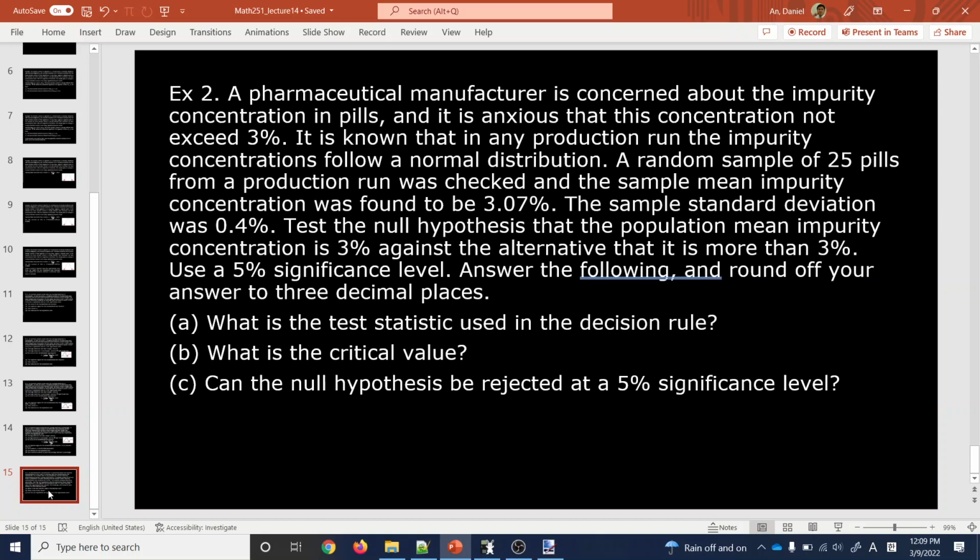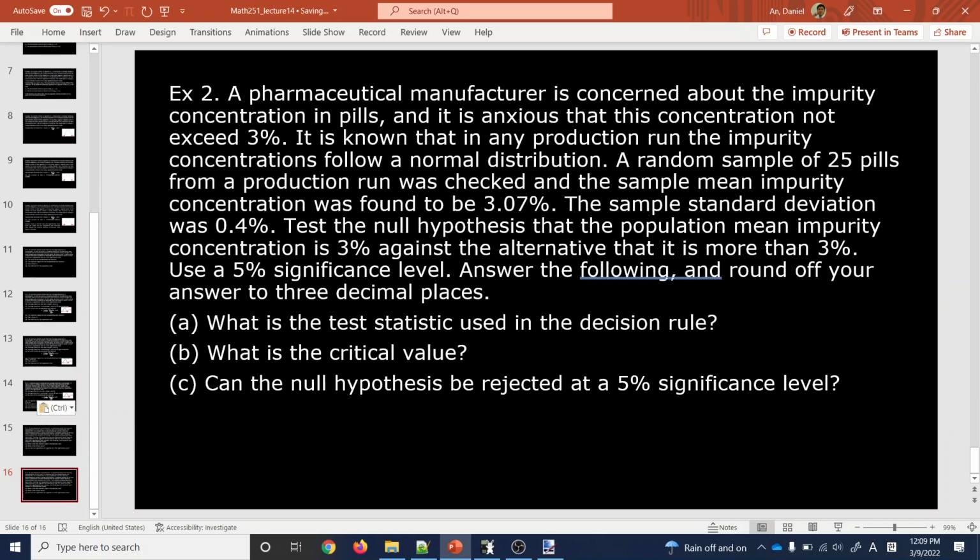A random sample of 25 pills from a production run was checked, and the sample mean impurity concentration was found to be 3.07%, and the sample standard deviation was 0.4%. Test the null hypothesis that the population mean impurity concentration is 3% against the alternative that is more than 3%. Use a 5% significance level. Answer the following and round off your answer to 3 decimal places. All right, so it's a lot that's written here, but let's try to simplify things.